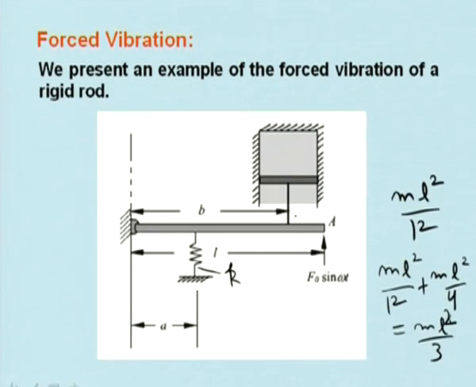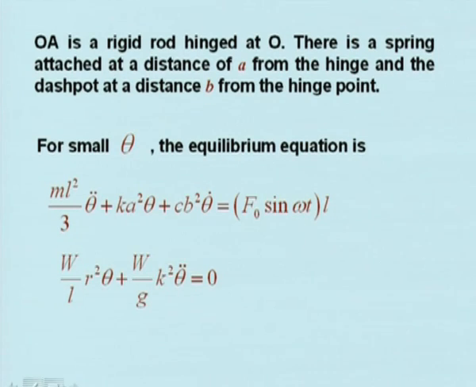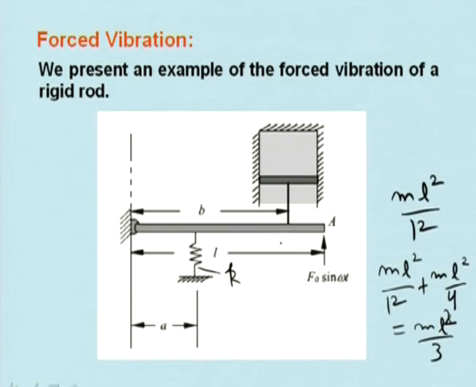Similarly, the dashpot is moving. So b theta is the displacement of the dashpot, b theta dot is the velocity, and therefore the force is equal to c times b theta dot, but it is acting at a distance of b. So it becomes cb square theta dot, and this is equal to f0 sine omega t multiplied by L. L is the distance from here.